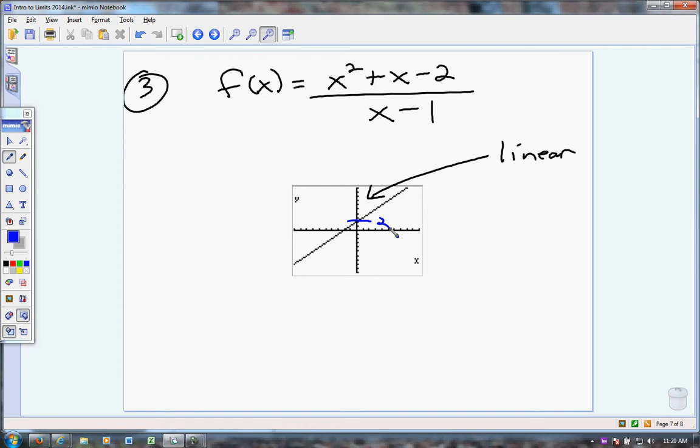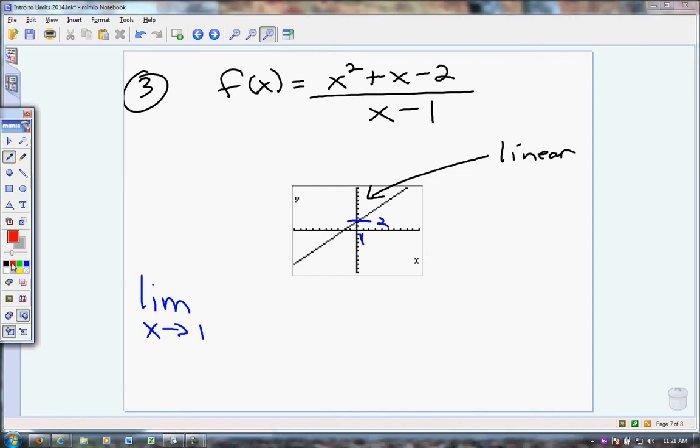As a matter of fact, do you see something that is undefined? 1. So what if I wanted to do the limit of this function as x approaches 1? How could I find that limit? Well, there's a couple things to consider. Don't we have a graph here that is giving me some information? As I approach 1, which is right here, it looks like there's a function value that this is approaching. So how could I figure that out?